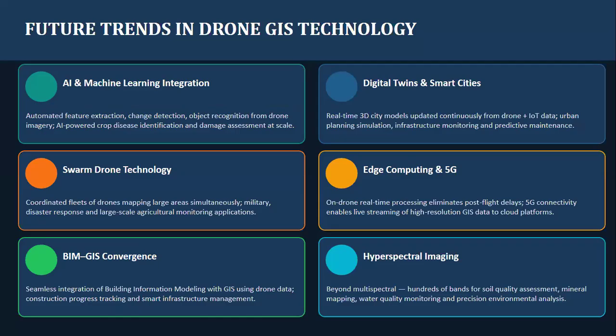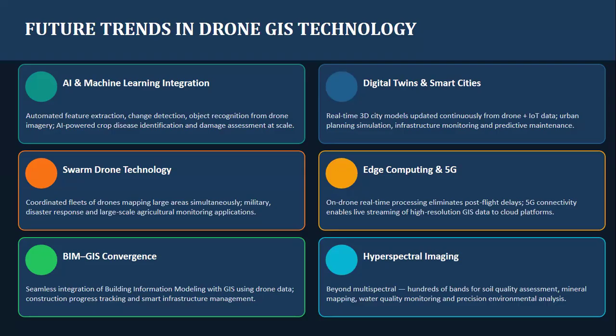What are the different future trends in drone GIS technologies? The future of drone GIS technology is driven by innovation and digital transformation. Artificial intelligence and machine learning are enabling automated feature extraction, object recognition, and predictive analysis. Digital twins are creating virtual representations of smart cities and infrastructure for real-time monitoring and decision making.